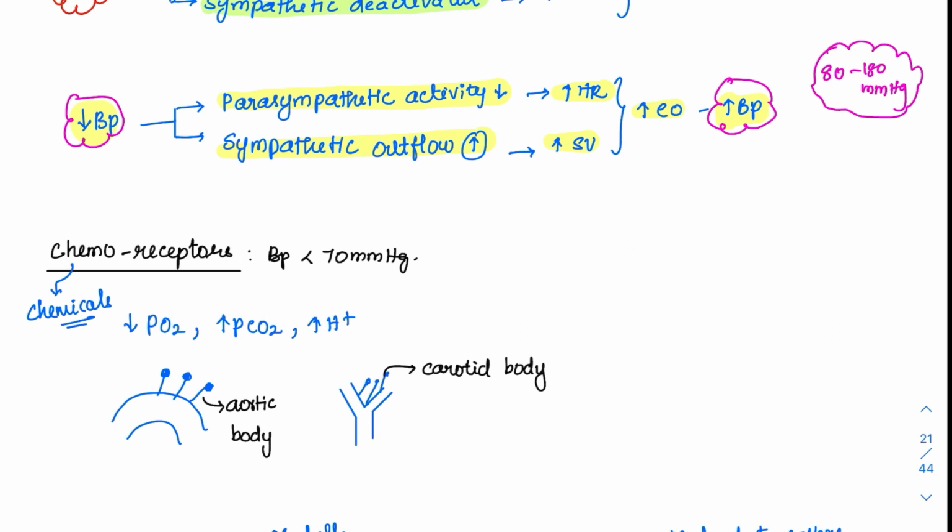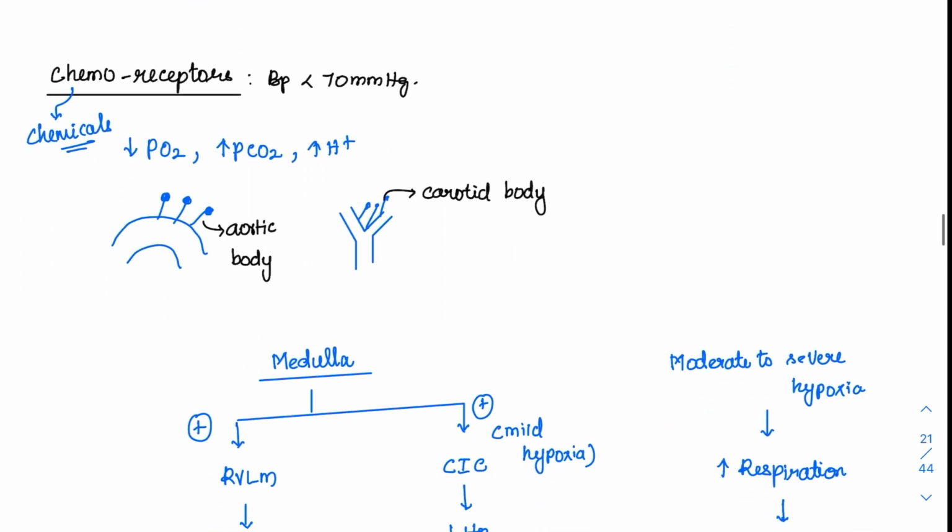But whenever the BP falls below 70, then the baroreceptor cannot sense it properly. Whenever the BP falls below 70, who is going to come into action? The chemoreceptors. The chemoreceptors will sense the chemical changes. What are all the chemicals it is going to sense? It is going to sense hypoxia, that is decrease in PO2, hypercapnia, increase in PCO2, or increase in H+, that is the hydrogen ion increase. So all these are going to be sensed.